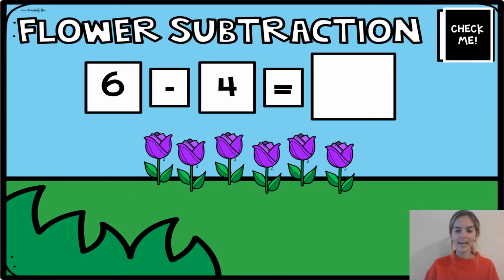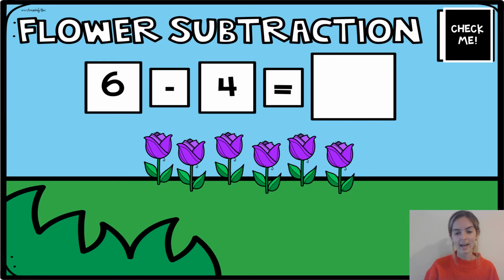Okay, let's look at our next one. Now it says 6 take away 4 equals. So again, you can pause the video and draw a picture to represent our flowers and draw 6 of them, and then remember we're taking away 4. So what are we left with? So I'll give you some time to do that, and then you can press play and come back and we can do it together.